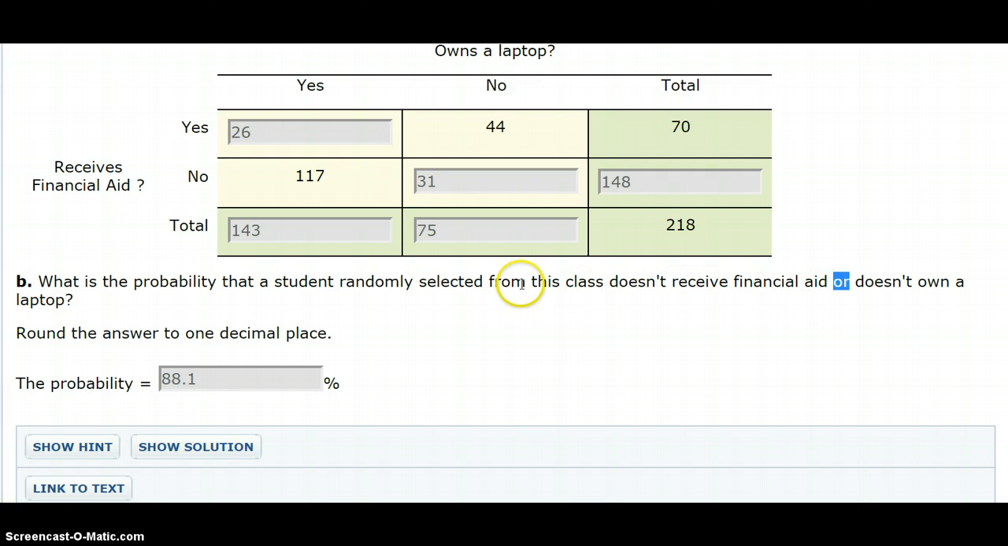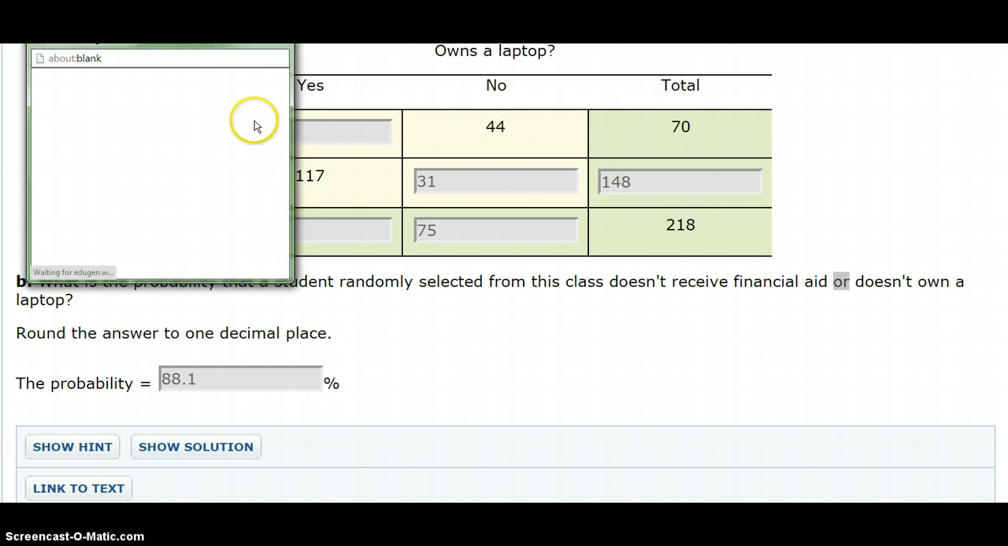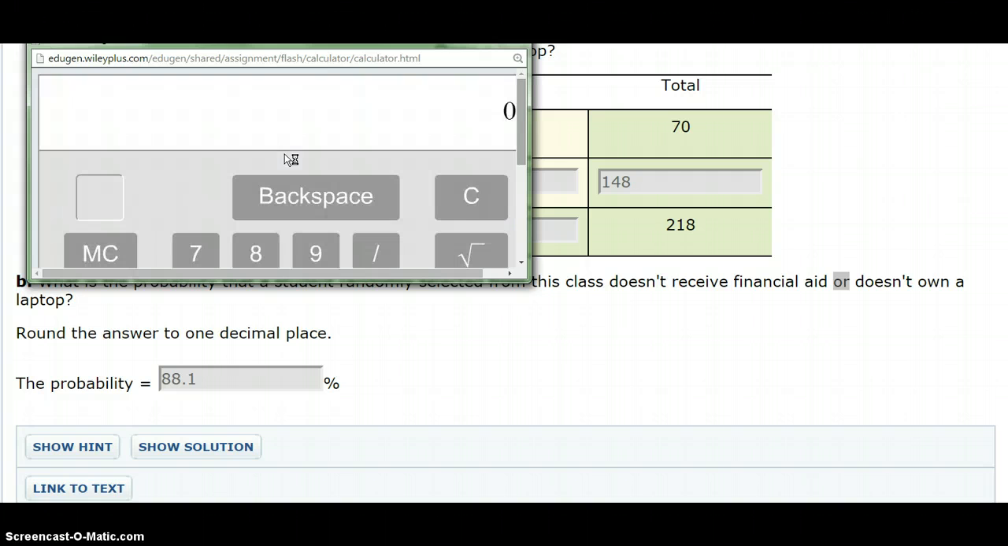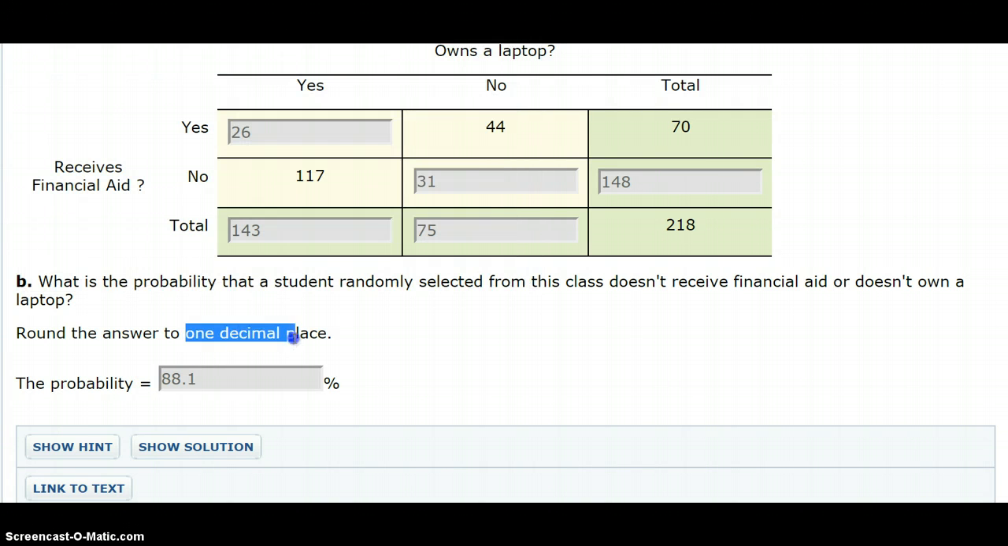However, it says or, and that, in other words, it means we could be in this column, because in this row, anyone in this row does not receive financial aid, or it's also okay if we're in this column, because anyone in this column doesn't own a laptop. So we have to add up the 117, the 131 to get 148, and this to get 192, and we put 192 over 218, and that should give us the final answer that we're looking for. So let's just double check that. 192 divided by 218, and we do get 88.1% because we're rounding to one decimal place.